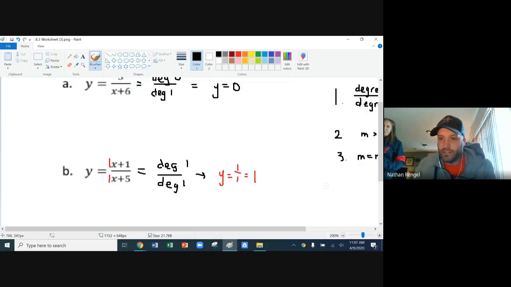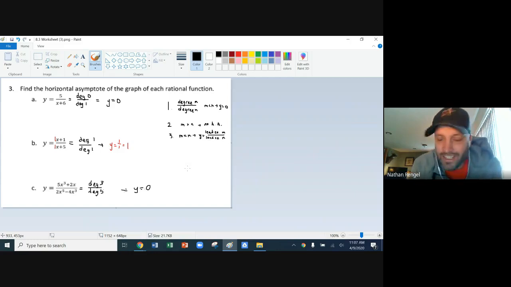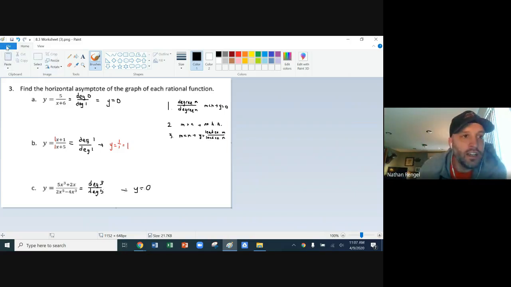Okay, I'll zoom that out so on the video we can all see it. So we didn't have one that was no asymptote. That would have been if the degree was higher in the numerator than the denominator, then there would be no horizontal asymptote. All right, we'll head into the last section of problems, which is graphing. So we'll take a look at that next.